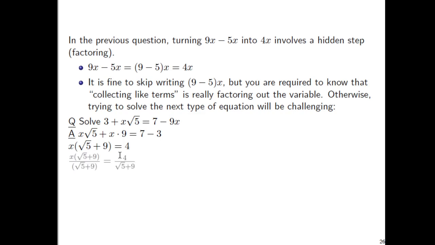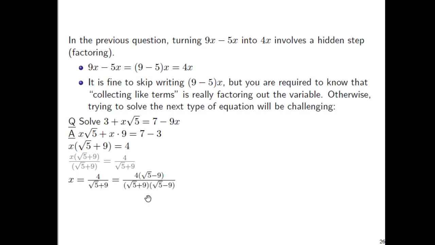And then to get x by itself, we've got x times this number in parentheses, not a particularly nice number, root 5 plus 9, but we can still divide by that number on both sides. And then on the left side, that will cancel. And so we end up with 4 over root 5 plus 9.